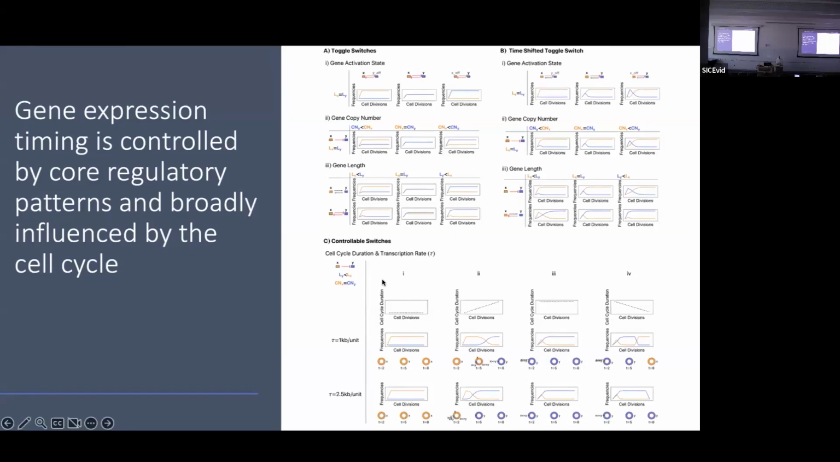Cell cycle duration can be regulated by the cell, and I guess you could say that gene regulatory networks can as well. But in this case, we found that cell cycle duration was a very important parameter that allowed you to tune when this switch between A and B would happen, and even make more complicated patterns where A is high, and then B is high, and then A is high again.